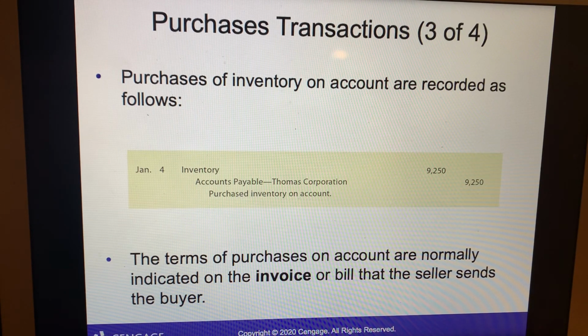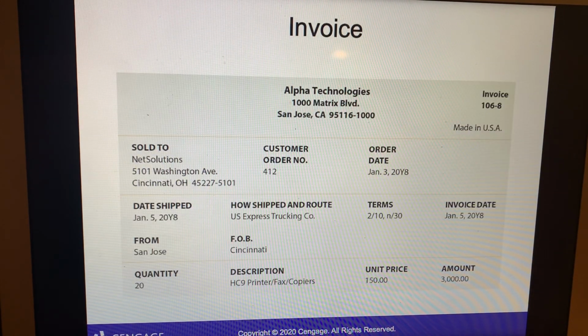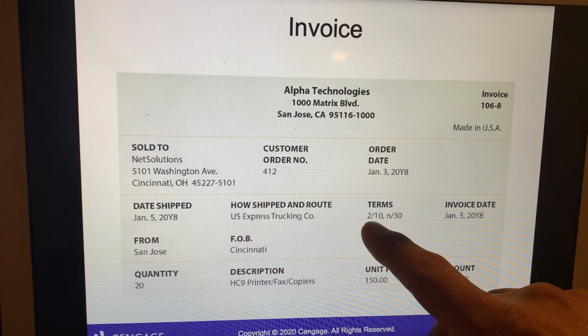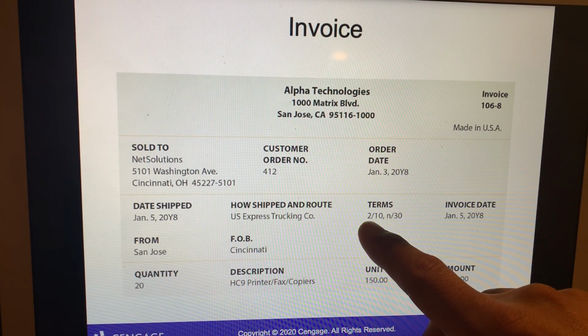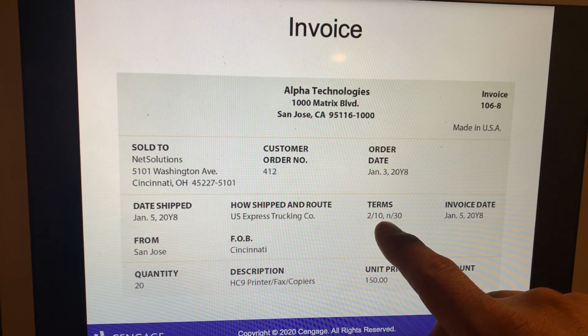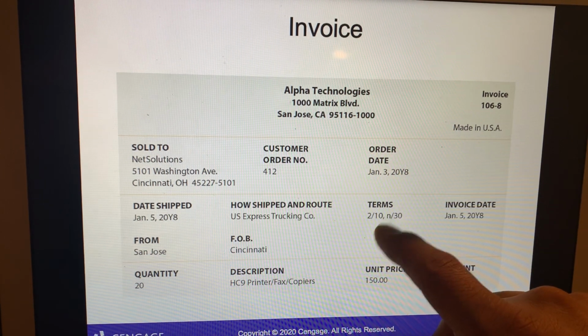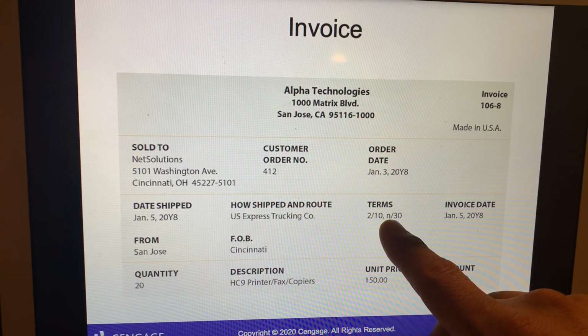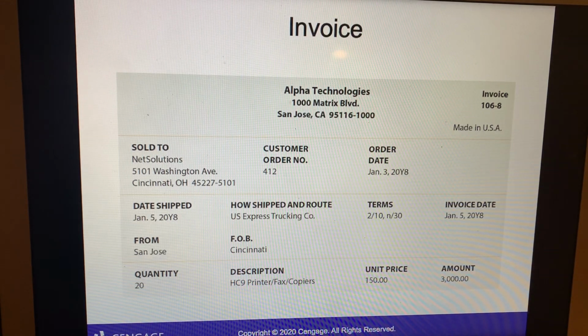Terms of purchase on account are normally indicated on the invoice or bill that the seller sends to the buyer. So here's the invoice and our terms. Let's see, where are our terms? I'm not seeing our terms. Here are our terms: 2/10, n/30. So 2/10 means a 2% discount if it's paid within 10 days. N/30 means net 30. Otherwise, it has to be paid within 30 days. That's what that means, and those are the terms they're talking about.